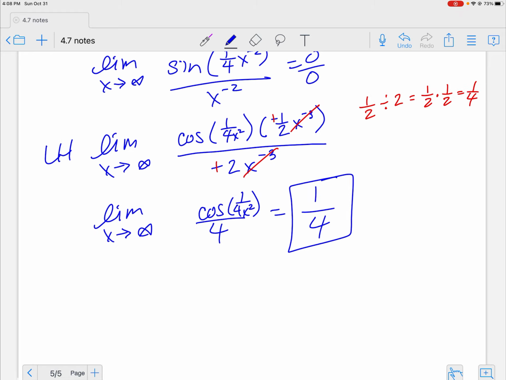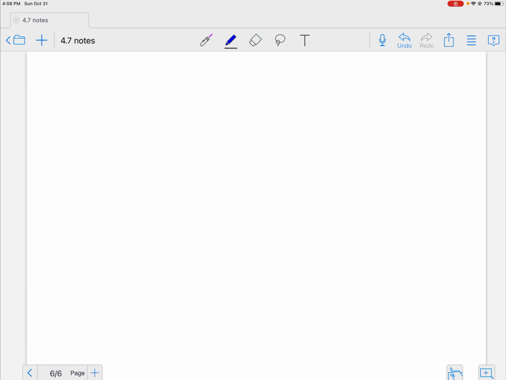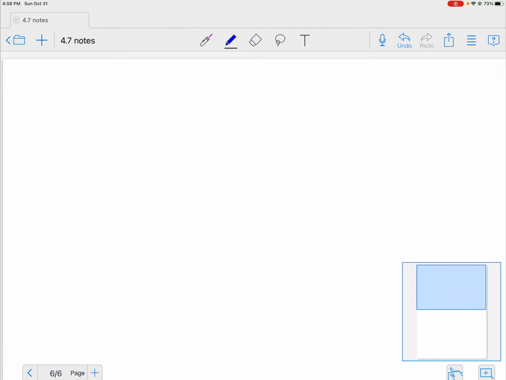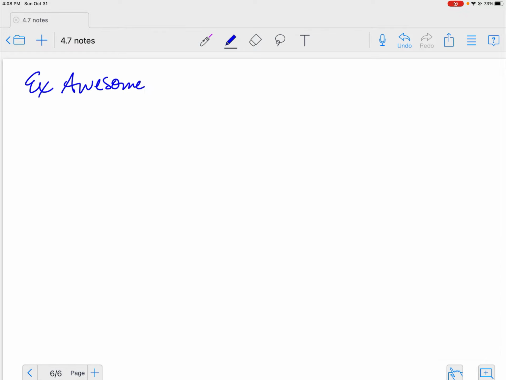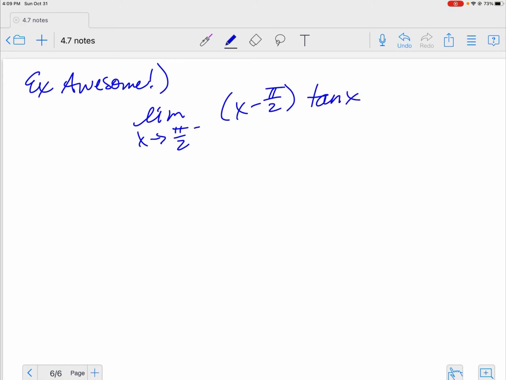All right, let's do one more and then we'll call this good. Let's do one more right here. I'm going to call this example awesome, just because when it comes to trig, you guys just need that practice, which is a good thing. I'm going to take the limit as x approaches pi over 2 from the left of x minus pi over 2 tangent of x, right? So let's see what we get here.